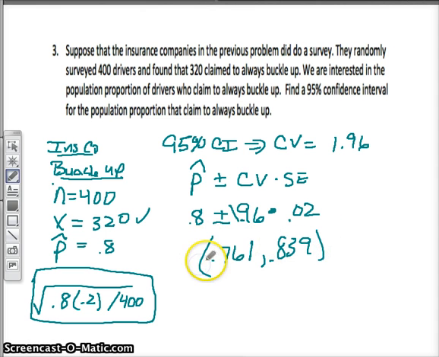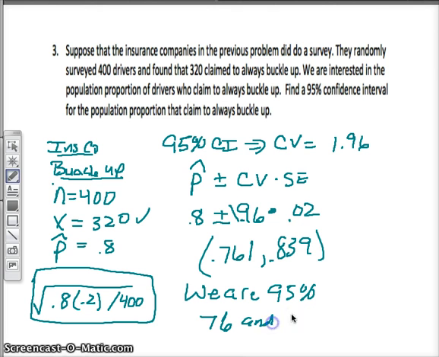Okay, can we interpret it? We are 95% confident that the proportion of people in the population who always buckle up is between 76 and 84% of the population. Now see how we boiled it down to a statement people can understand? And there you go. Hopefully that helps you out.